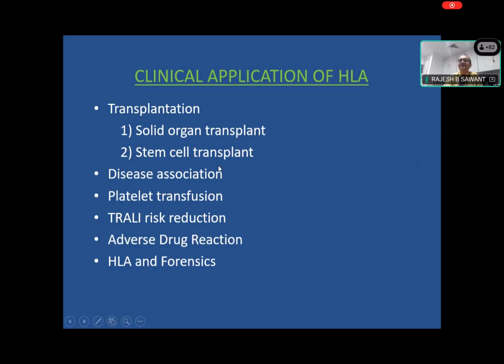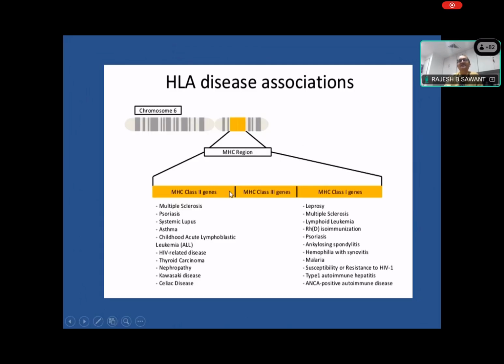So again, we come back to where we started. So clinical applications of HLA, as I said, stem cell transplant, solid organ transplant, but that's not all. There is also disease association, platelet transfusion. So for the alloimmunized patients, we may look at HLA matching, and then those platelets may survive better, and a patient who is really perpetually at a risk of bleeding may be salvaged. Also, for patients who are at risk of TRALI, transfusion-related acute lung injury, or for prevention of certain drug-mediated reactions, and also in forensic sciences, there is a lot of application of HLA, basically, right?